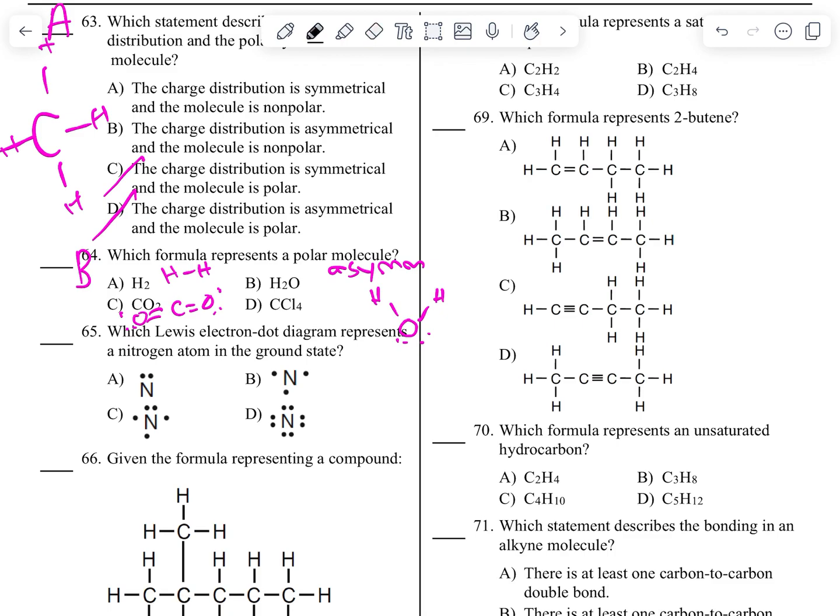Which electron dot diagram represents the nitrogen atom in the ground state? So nitrogen, if you go to the periodic table, has 5 valence electrons. So you would have 1, 2, 3, 4, 5, which is choice C.